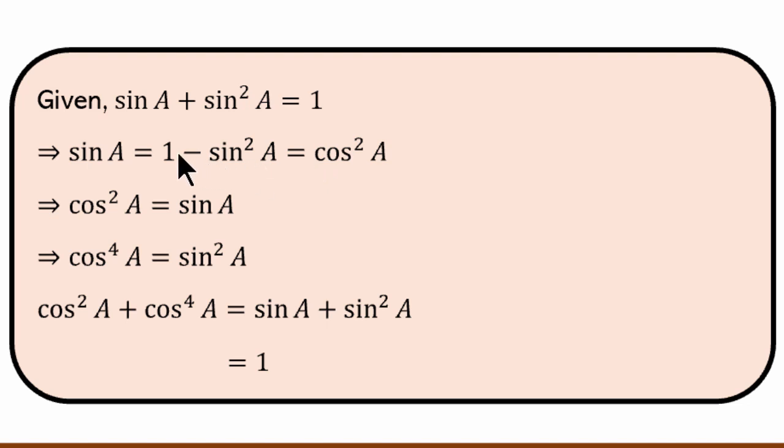In the problem ಅಲ್ಲಿ ನೋಡಿದಂಗೆ, if you know sin square, you can find cos square. If you know cos square, you can find sin square using that identity. So ಅವಾಗ ಏನಾಯಿತು? Sin a is cos square a. ಅದರ ಅರ್ಥ cos square a is sin a.